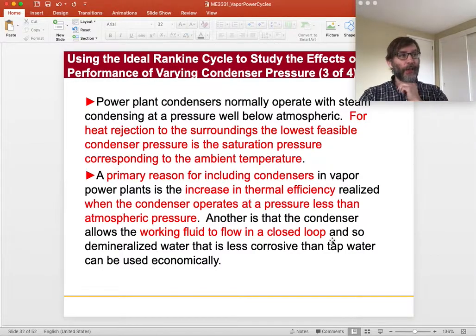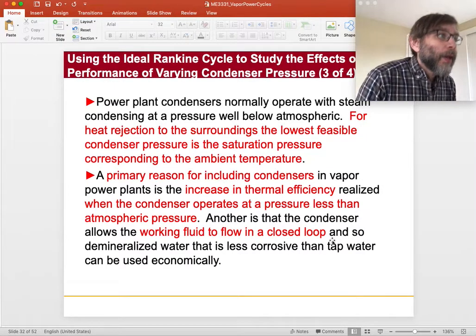But anyways, let's finish that. Power plant condensers normally operate with steam condensing at a pressure well below atmospheric. For heat rejection to the surroundings, the lowest feasible condenser pressure is the saturation pressure corresponding to the ambient temperature. So if it's at 20 degrees C, whatever PSAT is at 20 is where you find it. And that's down pretty low. It's less than a kPa.